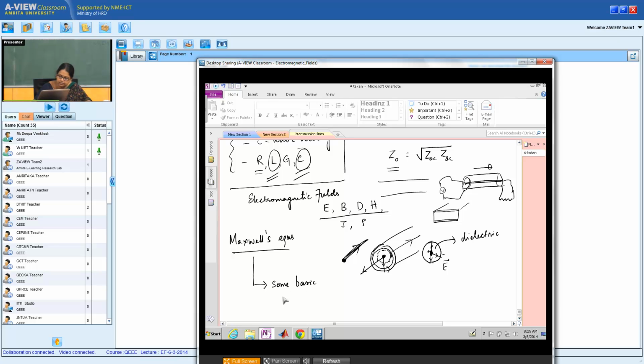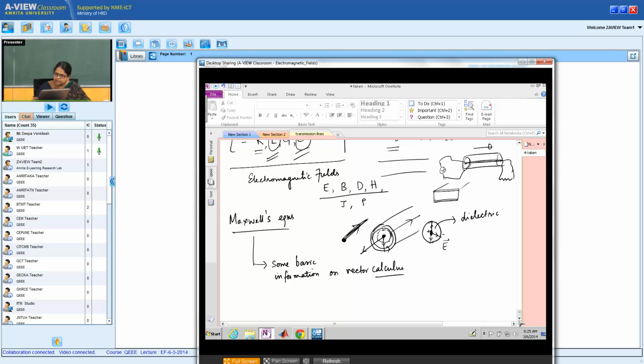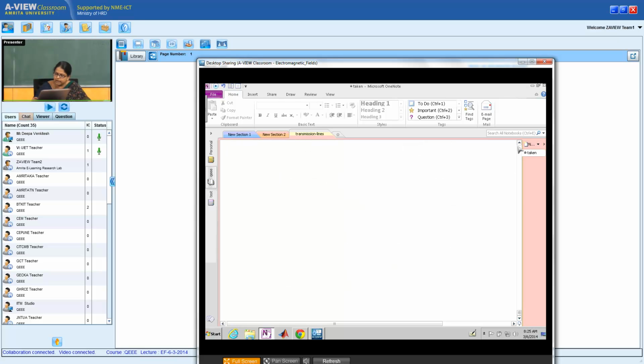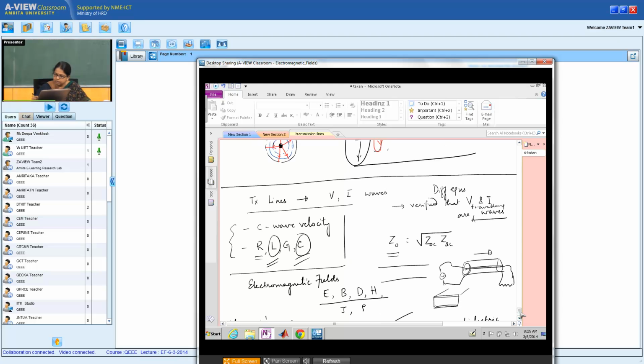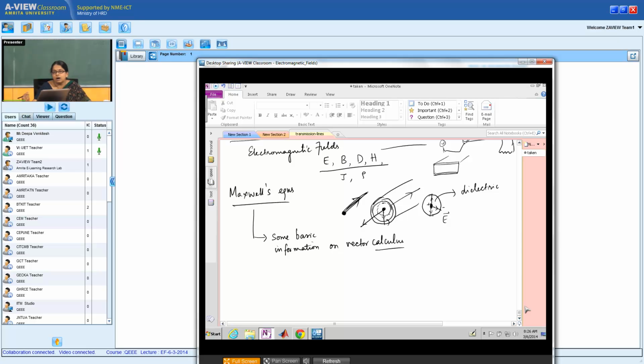basic information on vector calculus. Some terms, some operations we will be continuously referring to, so you need to have some idea about what those operations are. Mind you, this is not a class for vector calculus, so I would only be referring to them in the context of our application.